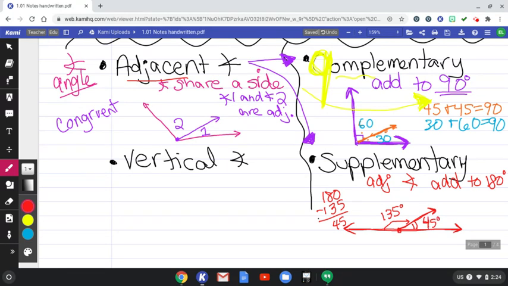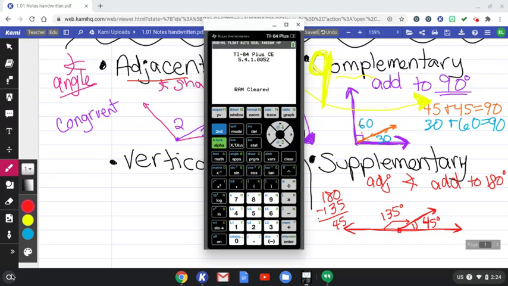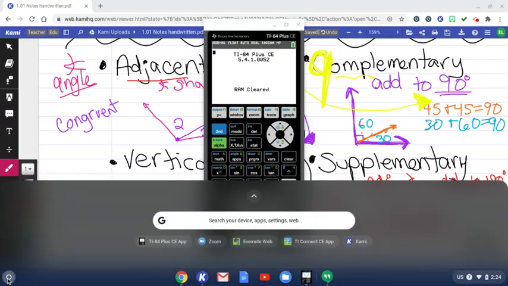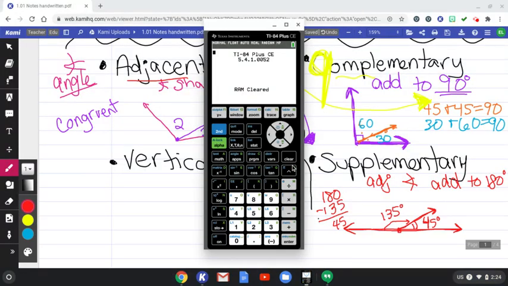So be careful with your mental math there. Sometimes you might need to bring up your fancy dancy graphing calculators. Okay. So again, if you have that Chromebook, it should be up in your launcher somewhere. The rest of you should check our classroom. I did put a link for a graphing calculator in there.